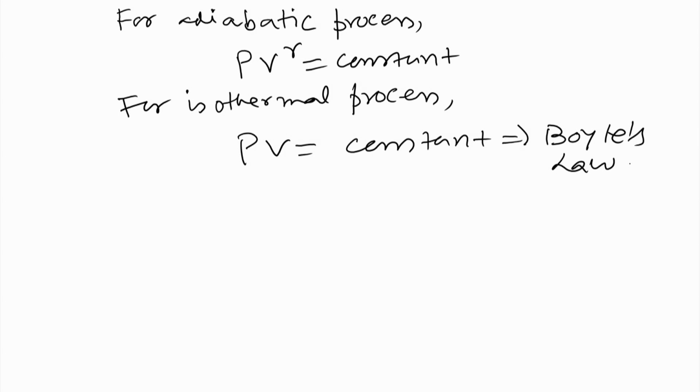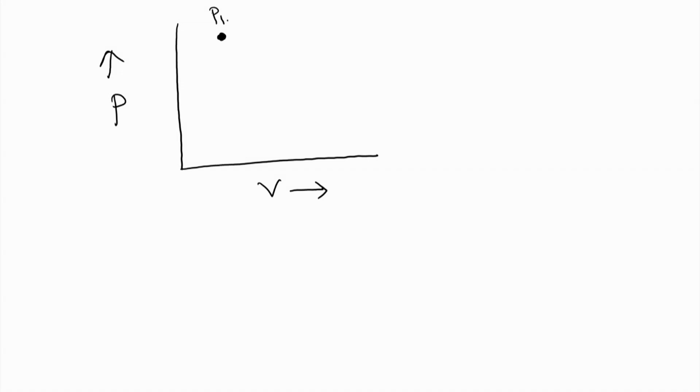Okay, so now we'll consider one simple diagram, and I will try to calculate work, internal energy, etc. So we'll consider one PV diagram again. We have initial state over here, like P1, V1, T1, and this is our final state, P2, V2, and T1. Okay, so this is our point.